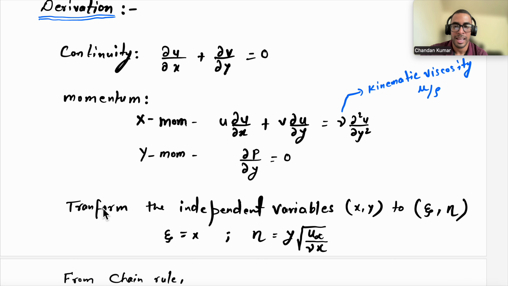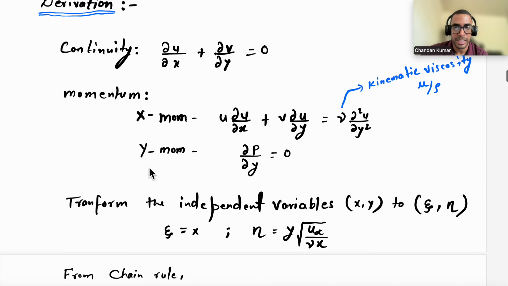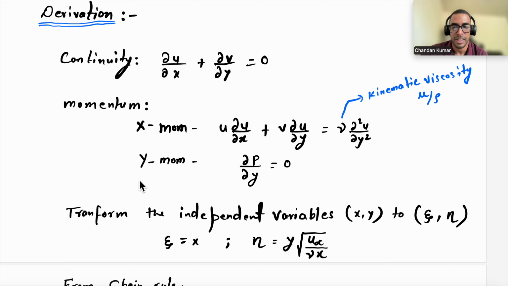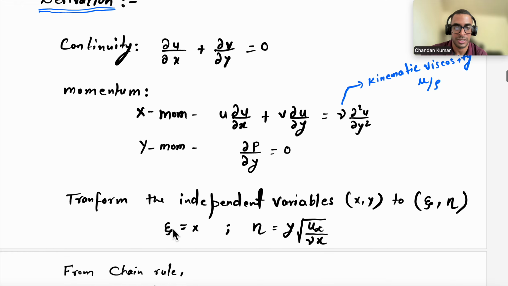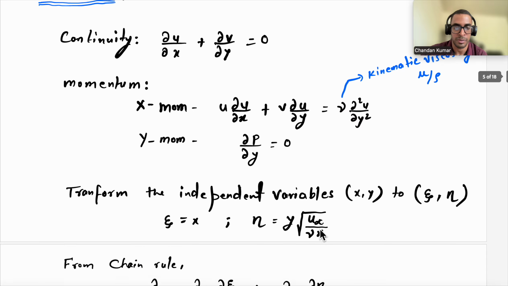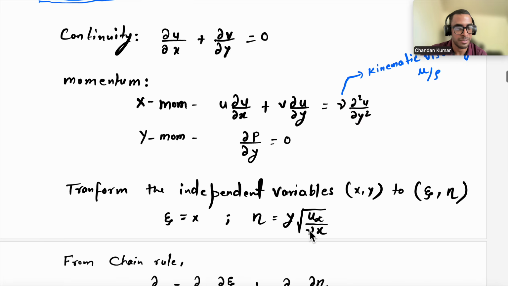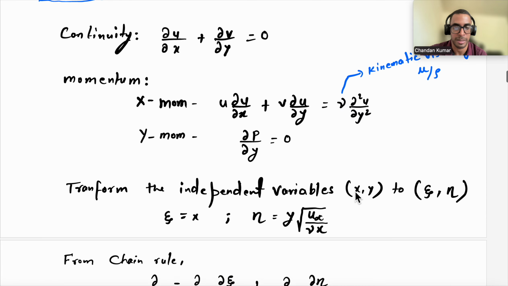incompressible flow. And to start with the derivation, we transform the independent x and y variables to xi and eta. We assume that xi is x and eta is some function of y in this form, where u infinity is the free stream velocity, nu is the kinematic viscosity, and x is the independent variable.